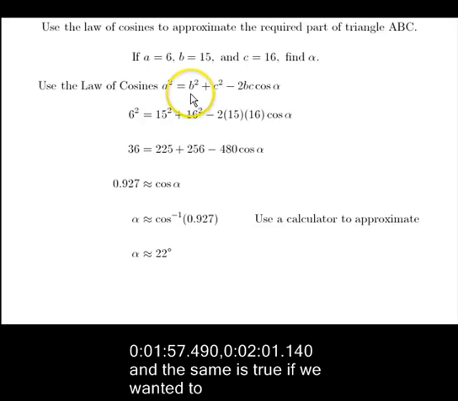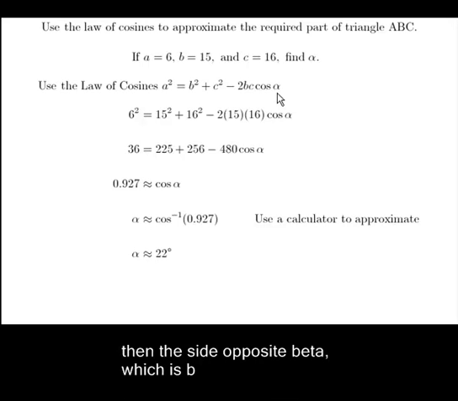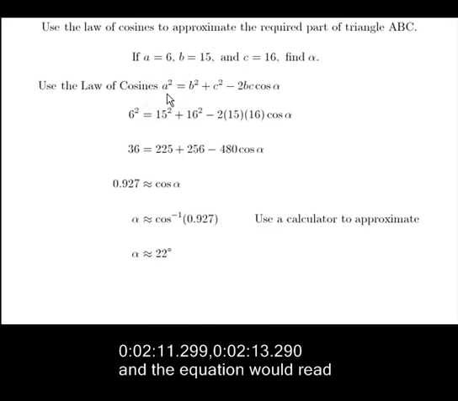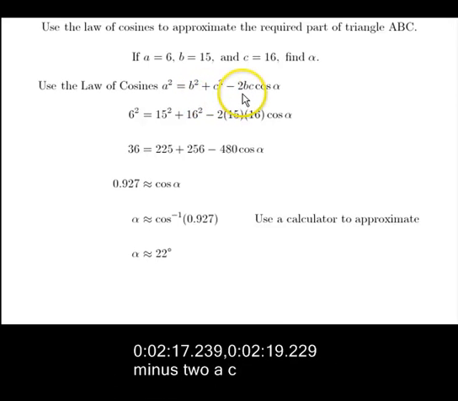And the same is true if we wanted to find the angle beta. If we had cosine of beta here, then the side opposite beta, which is B, would appear only here, and the equation would read b squared equals a squared plus c squared minus 2ac times cosine of beta.